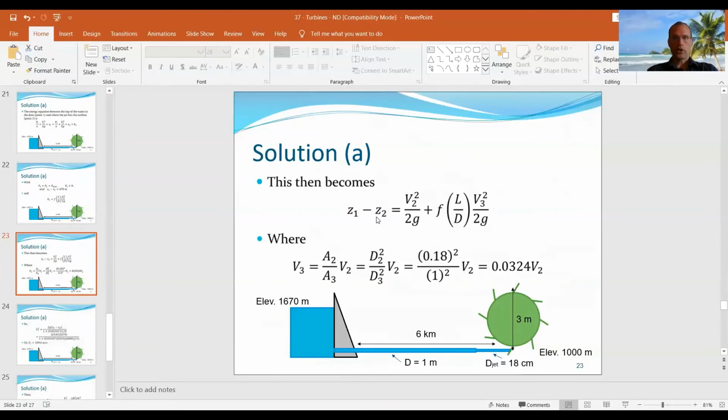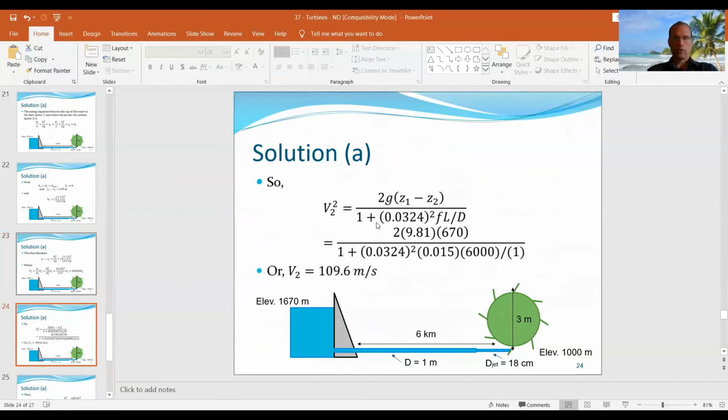So plugging all that into Bernoulli's equation, I have Z1 minus Z2 is the velocity V2 squared over 2g plus this head loss, f L over D, V3 squared over 2g, everything else is gone. And then V3, I know it's related to V2 due to conservation of mass. So V3 A3 is V2 A2, which means that V3 is D2 squared over D3 squared times V2. And then I know the diameters, 0.18 meters for D2, 1 meter for D3, gives me V3 is 0.0324 times V2, it's roughly 3% inside here. Much bigger pipe, obviously.